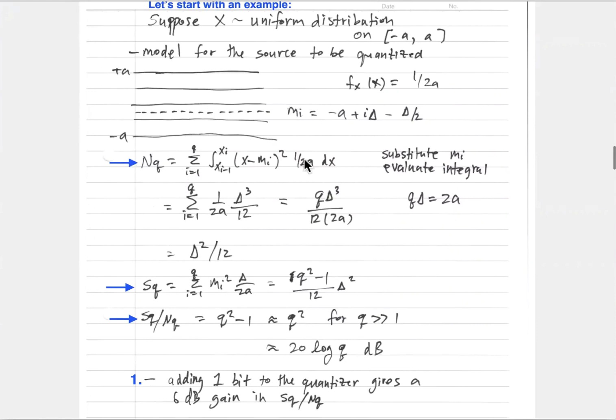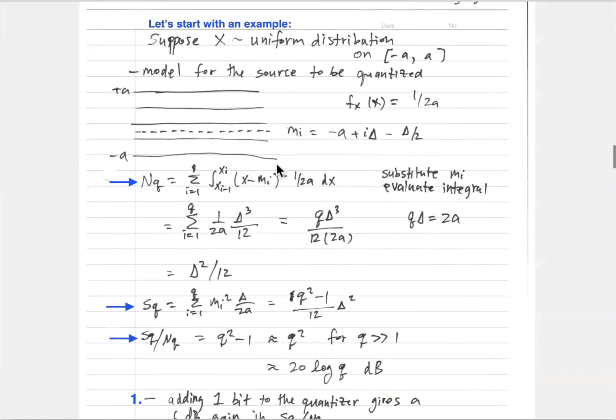So I'm going to write this as a function of delta here, okay? Later we'll connect delta back to the number of levels. So NQ is the noise power, the summation over all the levels of the integral over one level of the error squared, and fx of X is 1 over 2A. And mi was given by this quantity here. You substitute that in, do some algebra, and you get this.